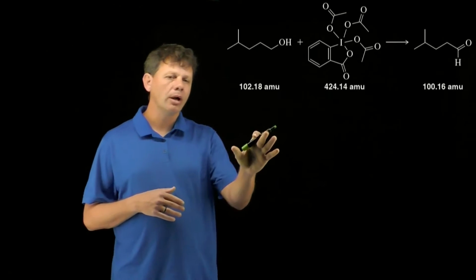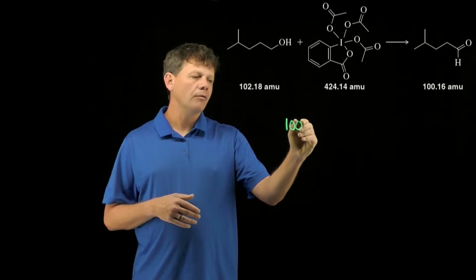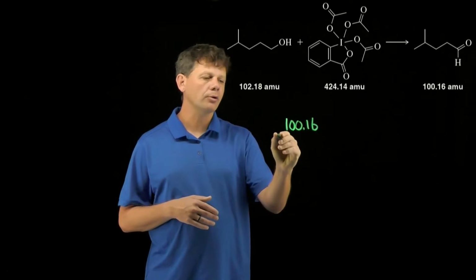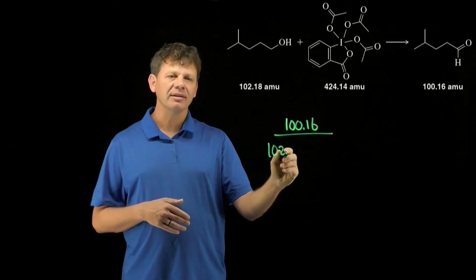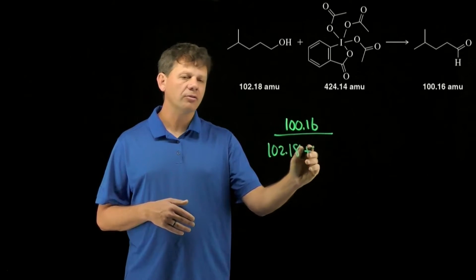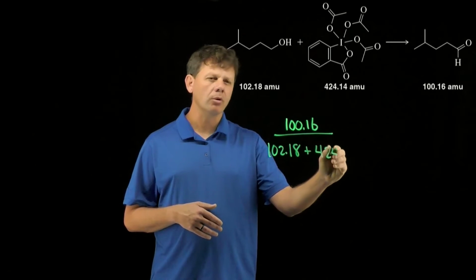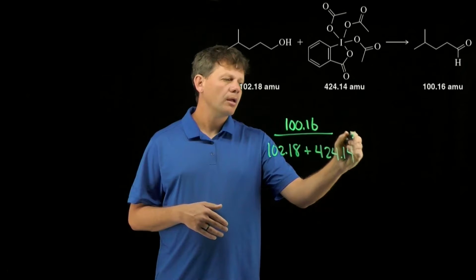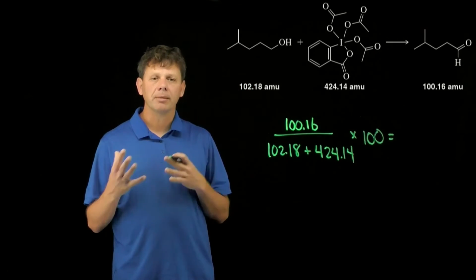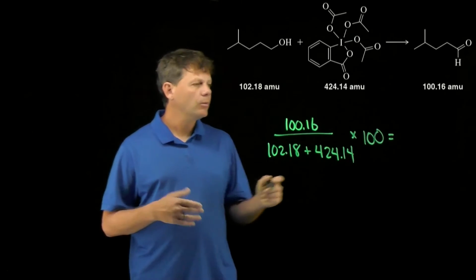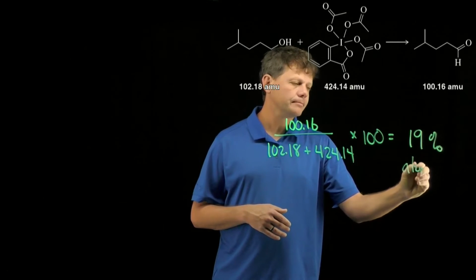If we plug the numbers into the equation, we're going to take the atomic mass of what we make, 100.16, and divide that by the atomic masses of what we started with. So 102.18 plus 424.14. If we multiply that times 100 to turn it into a percentage, we can put the numbers into our calculator, and we get 19% atom economy.